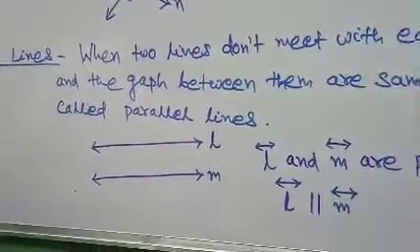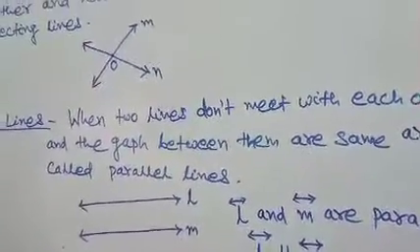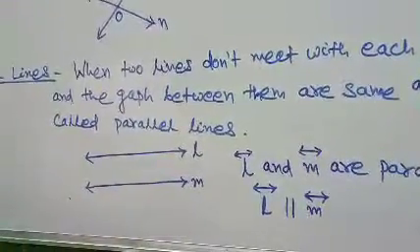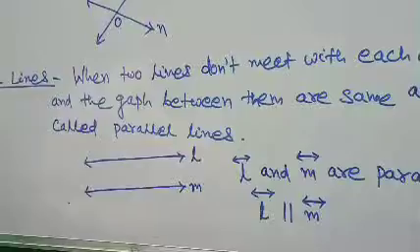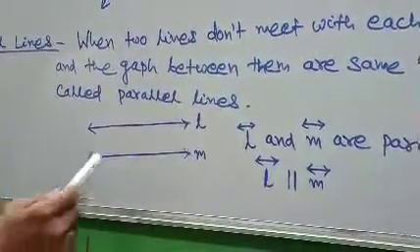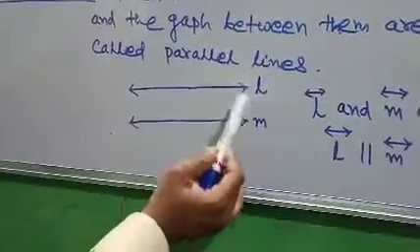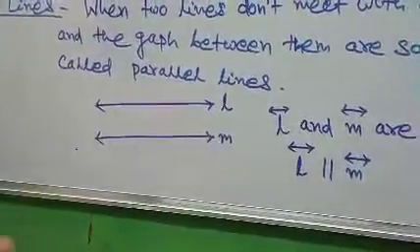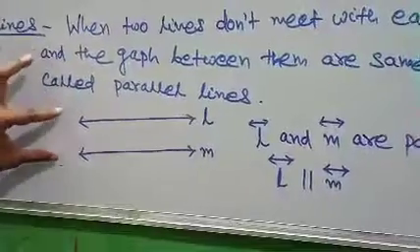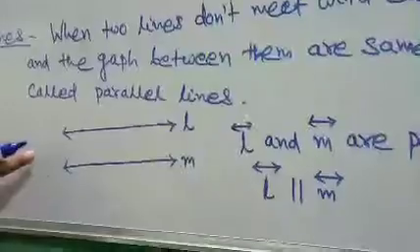In intersecting lines, both lines intersect or meet at a common point, but in parallel lines they do not meet each other. And the gap between them is the same. Gap means, look here. Here is line L, and here is line M. They don't meet in either direction.